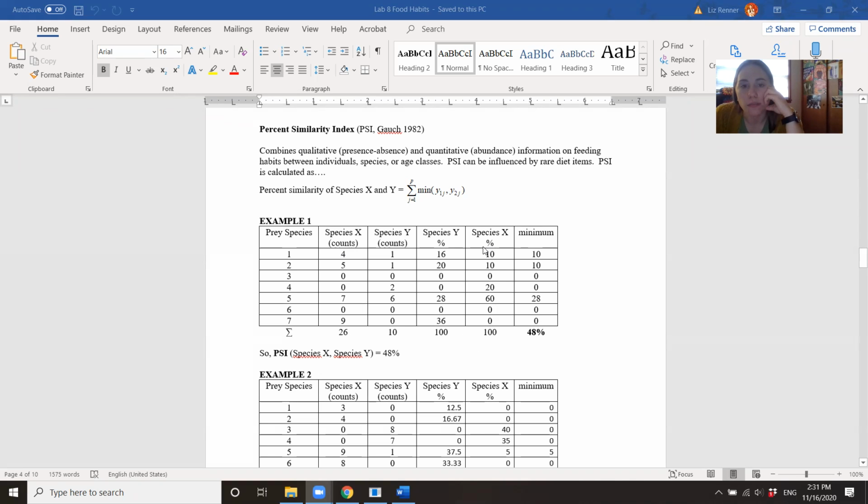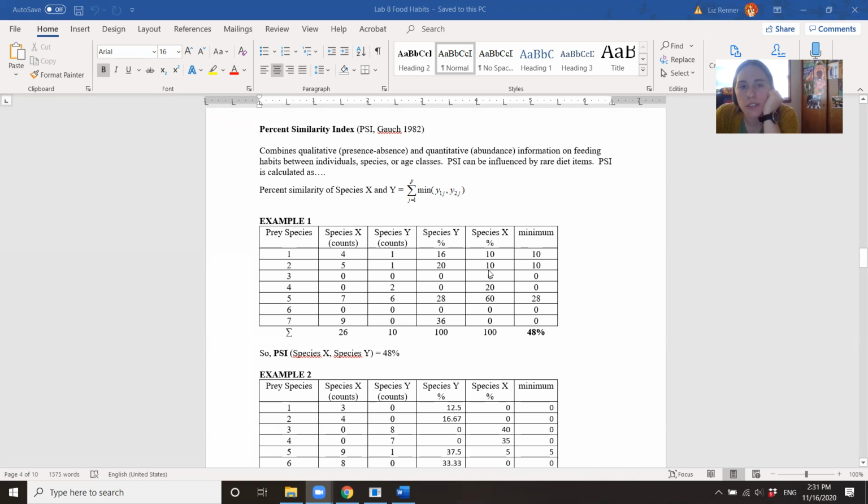And so that's for, oh, excuse me, like 1 out of 10, 2 out of 10, that kind of thing, gives you those values. For species X here, we do the same thing.